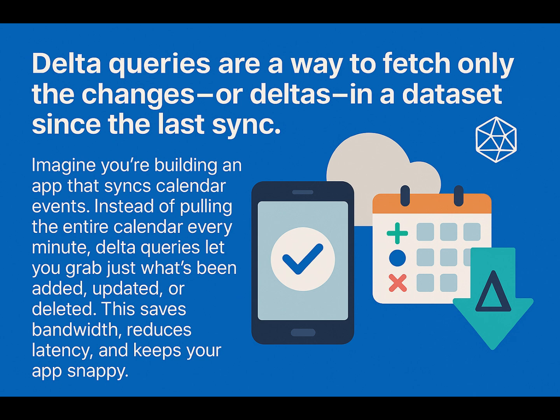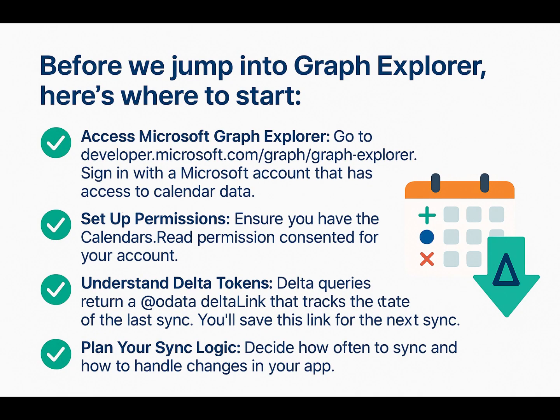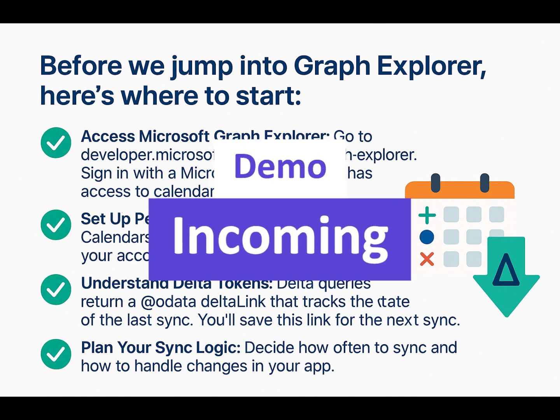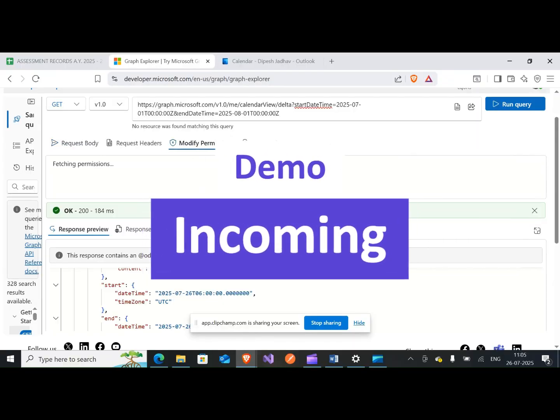Now, where to start? Before we jump into the Graph Explorer, I want you to have certain things to get off your list. This is what you'll need. You'll first have to go to Microsoft Graph Explorer and sign in with a Microsoft account that has access to your calendar data. Set up permissions, and ensure you have Calendar.Read permission.